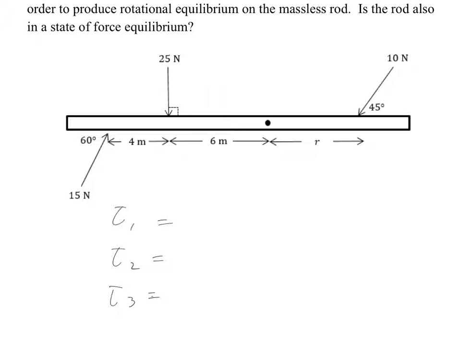So let's start with the 15 Newton force. How far away is this 15 Newton force from the fulcrum? How far is it between these two locations, people? 10 meters, right? Is that clear? Please don't answer 4. The answer is 10 here. R is 10. Between the fulcrum and the 15 Newton force, this distance is 10 meters. The force applied is 15 newtons, and the angle is 60 degrees.